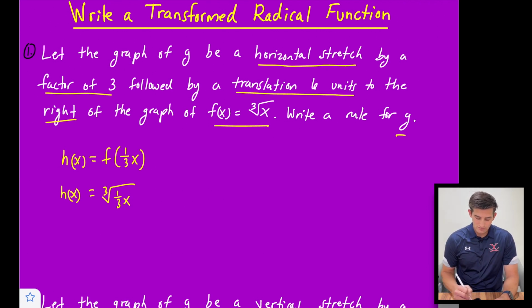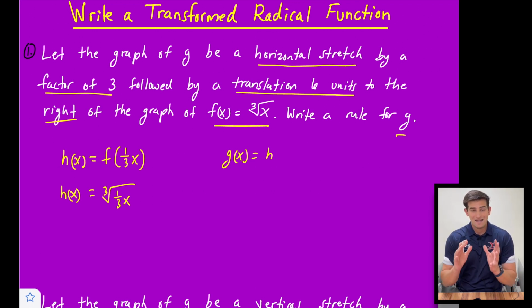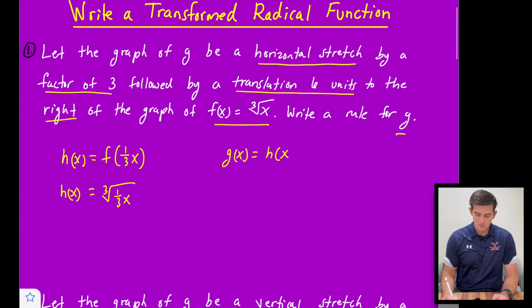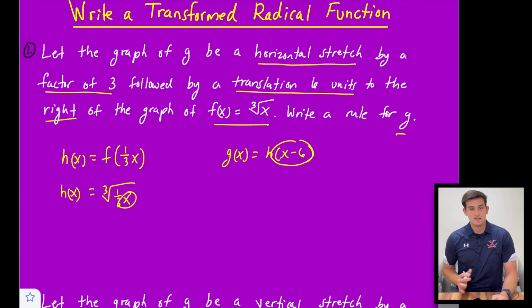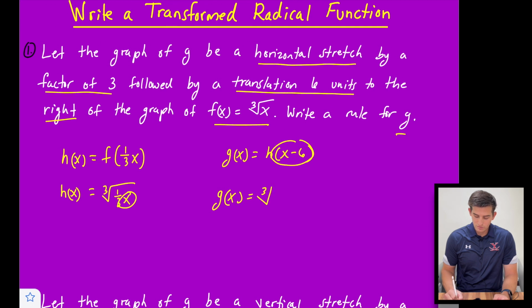For the translation 6 units to the right, we come over here and say g of x should be h of x with a translation. Translation means adding or subtracting, and it's horizontal because we're going to the left or to the right. So we need to add or subtract 6 from x. If we're going to the right, it's going to be minus 6. So now we replace the x in our h of x function with x minus 6. Now we have g of x is equal to the cube root of 1/3 times x minus 6.